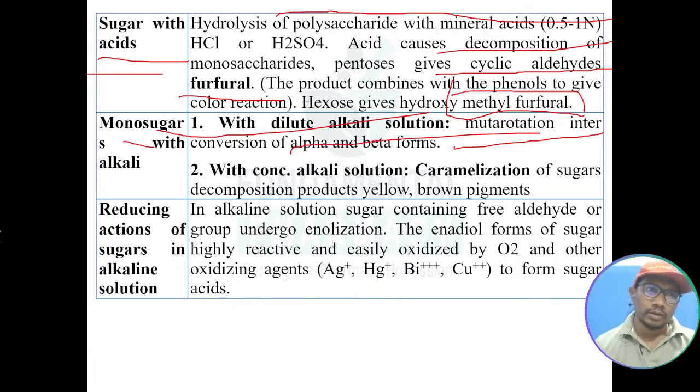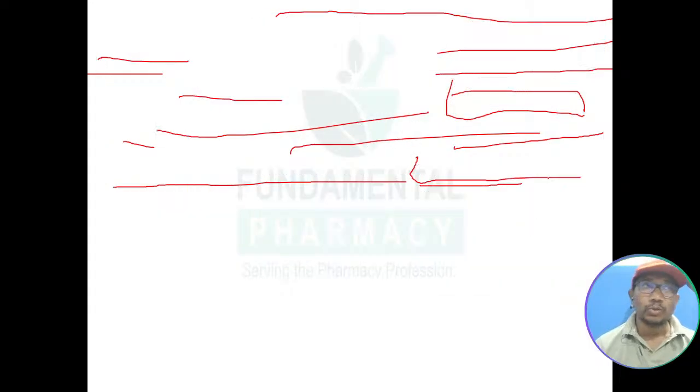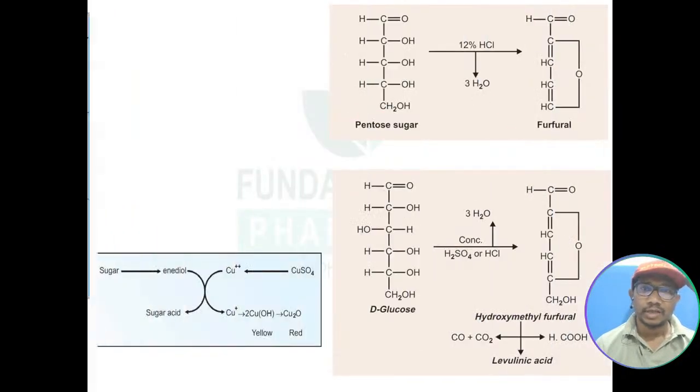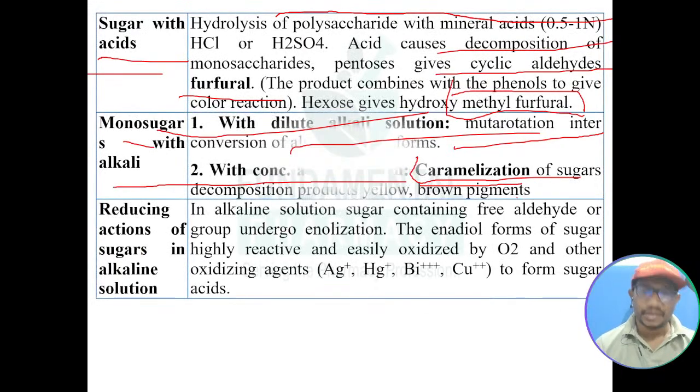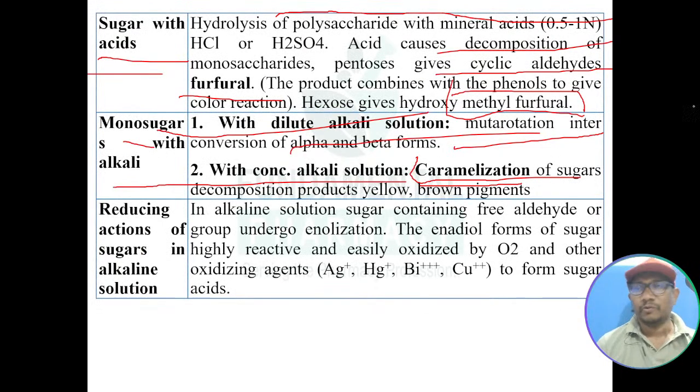Now if monosaccharides are treated with a concentrated alkali solution, or concentrated basic solution, there is caramelization of sugar. That is nothing but the decomposition of sugar which gives a yellow or brown pigment, known as caramelization. When sugars are treated with acid, that leads to formation of furfural or hydroxymethyl furfural. But in a weak basic solution there is mutarotation, and in a strong basic solution caramelization. Remember this, it is simple.